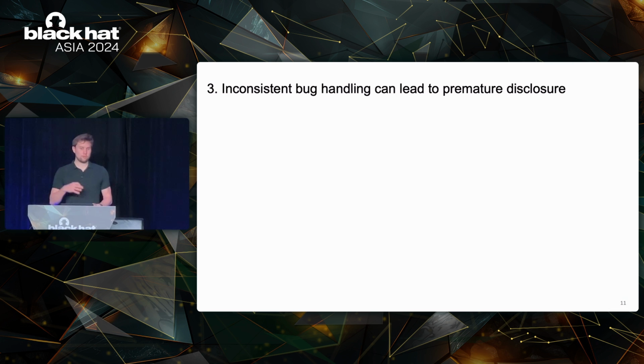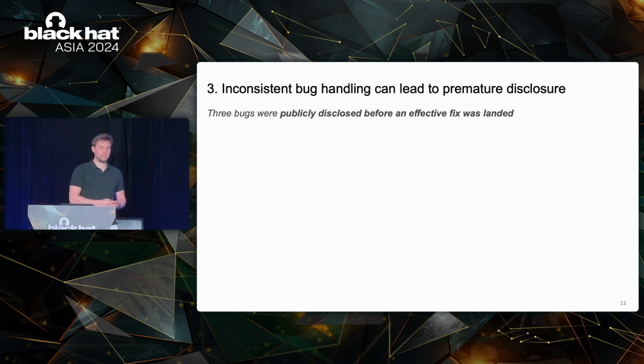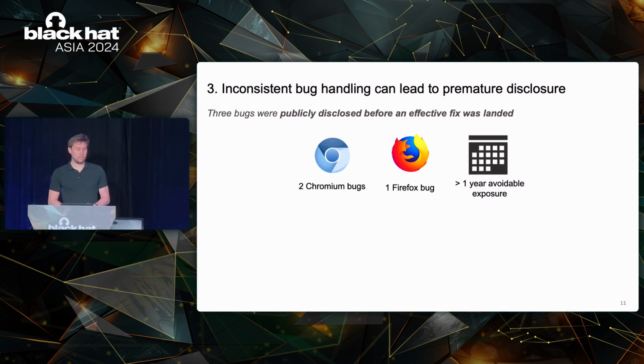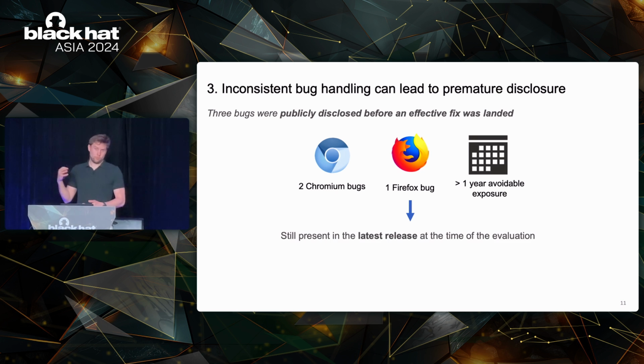We also identified inconsistent bug handling, which led to premature disclosure. So in 3 cases, the bug was publicly disclosed by the browser vendors themselves before they landed an effective fix. This was the case for 2 Chromium bugs and 1 Firefox bug, and in each of these cases, it exposed the browser for more than 1 year. Even in the case of the Firefox bug, this one was still present in the latest release at the time of our evaluation, but again, we reported this, and this was fixed.